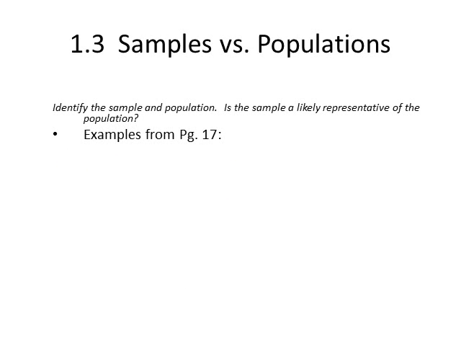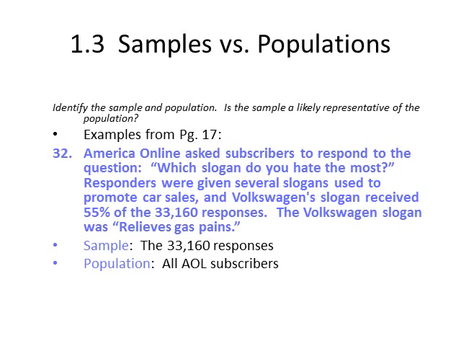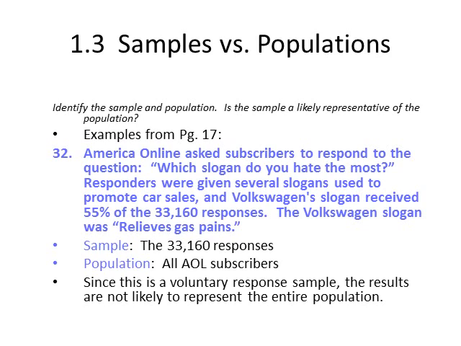Let's identify the sample and population. America Online asked subscribers to respond to the question, which slogan do you hate the most? Responders were given several slogans used to promote car sales, and Volkswagen's slogan received 55% of the 33,160 responses. The Volkswagen slogan was, relieves gas pains. The sample here would be the 33,160 people who did respond. And then the population, instead of being all adults, would actually be all America Online subscribers. Now, since this is an example of a voluntary response sample, we can't assume that the results are likely to represent the entire population of AOL subscribers.